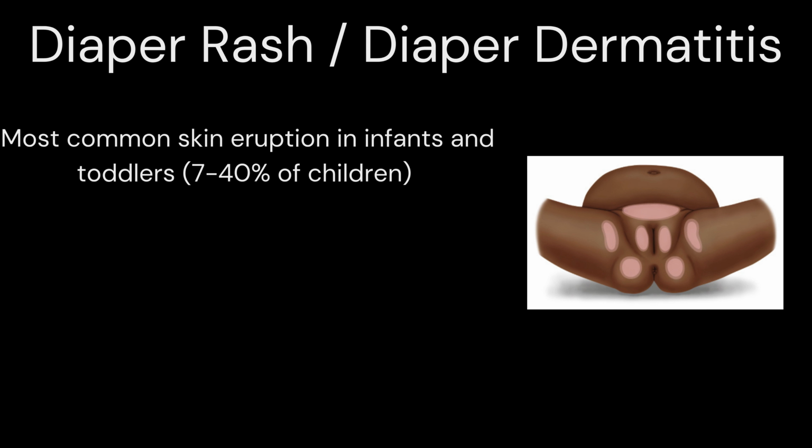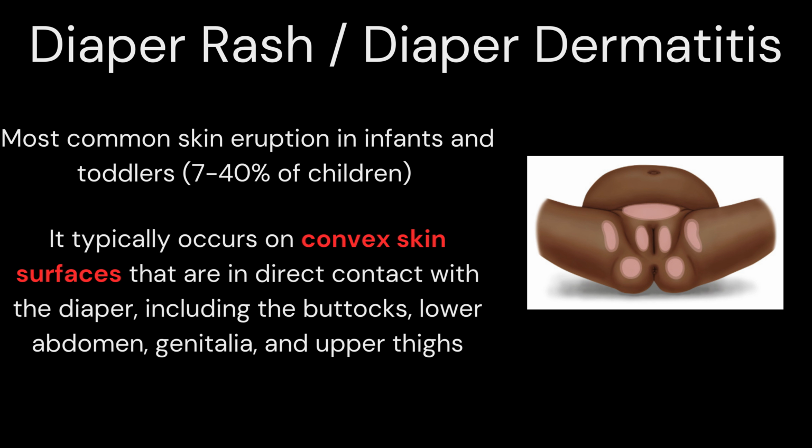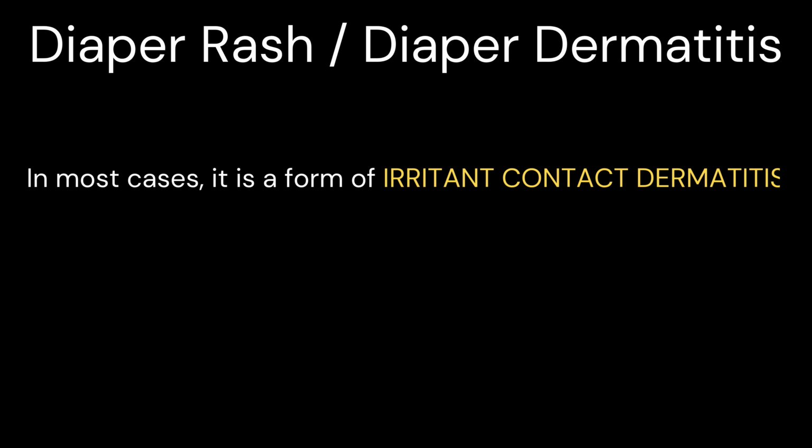Diaper dermatitis, also called diaper rash or napkin dermatitis, is the most common skin eruption in infants and toddlers. It typically occurs on the convex skin surfaces that are in direct contact with the diaper, including the buttocks, lower abdomen, genitalia, and upper thighs.